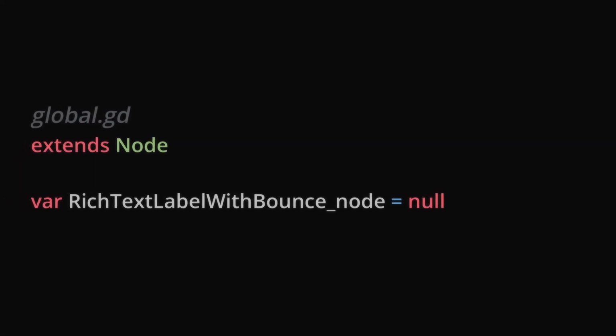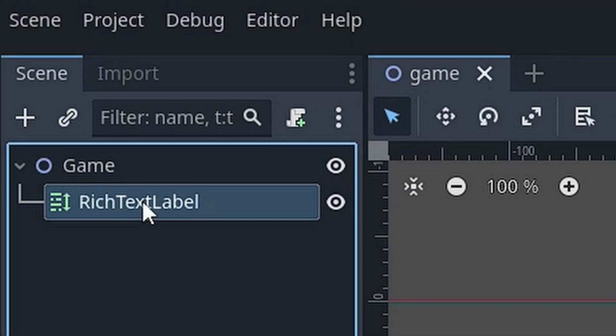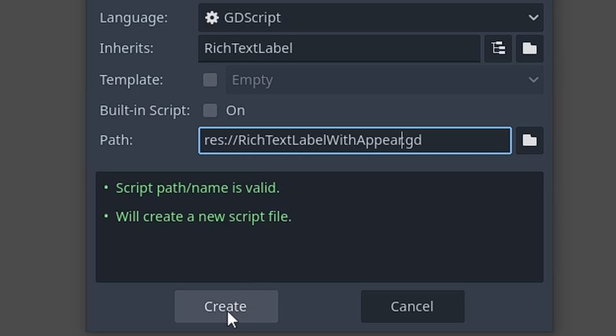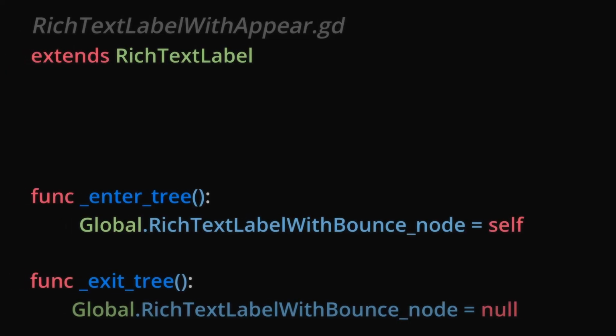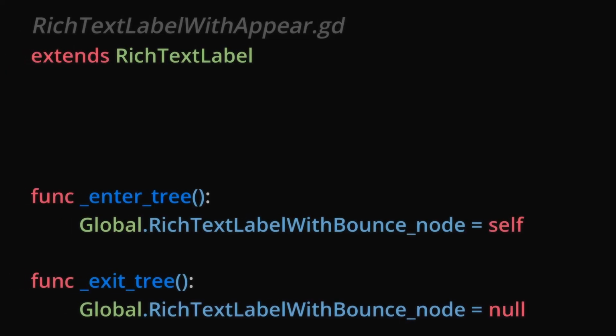In the global script, create a variable which will be used to refer to the rich text label using the appear effect. Null means that the label hasn't been set yet. Create a third and final script for the rich text label that will have the appear effect. In this label script, we will add a function for entering and exiting the scene setting the global script variable. This ensures that the global variable is set to grab the node once it loads in.